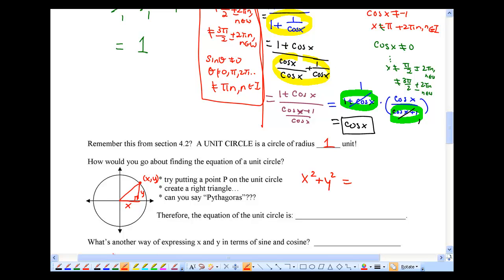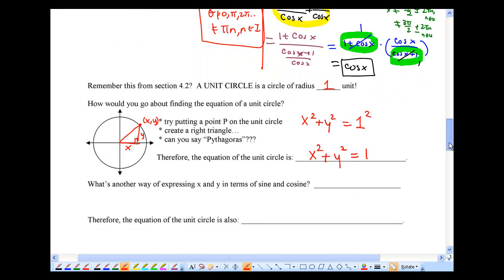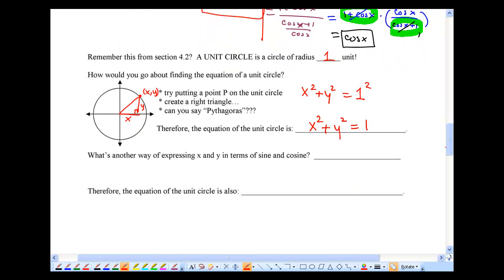And since that equals the hypotenuse, and this is a unit circle where the radius is 1, this was equal to 1 squared, and therefore we said that the unit circle had an equation x squared plus y squared equals 1. I remember that. I hope you do too. But wait a minute. Don't you remember another way of expressing x and y in terms of sine and cosine? Do you remember that x was equal to cosine of theta and the y value was equal to sine of theta? Yes, that's all from chapter 4.